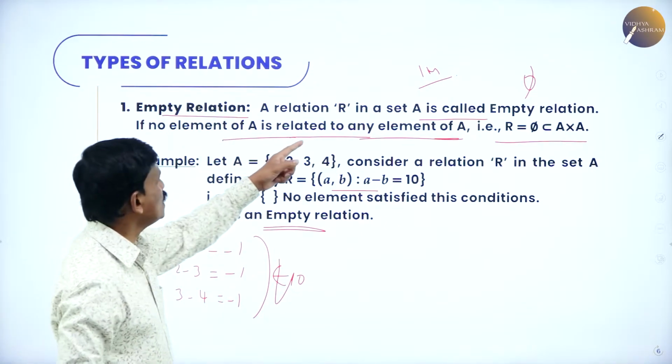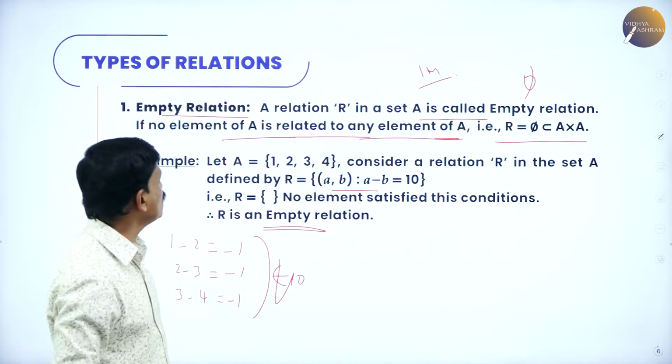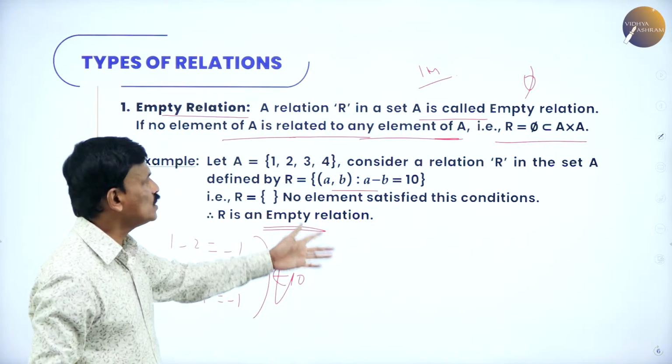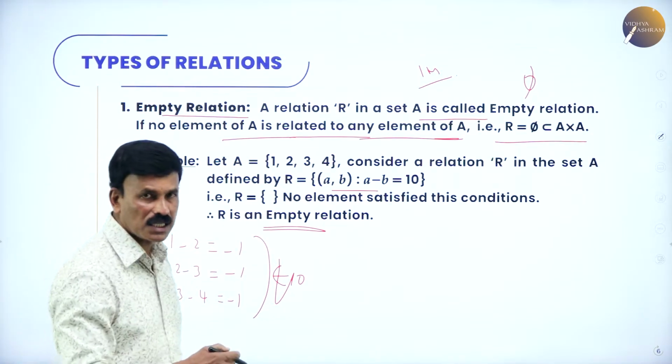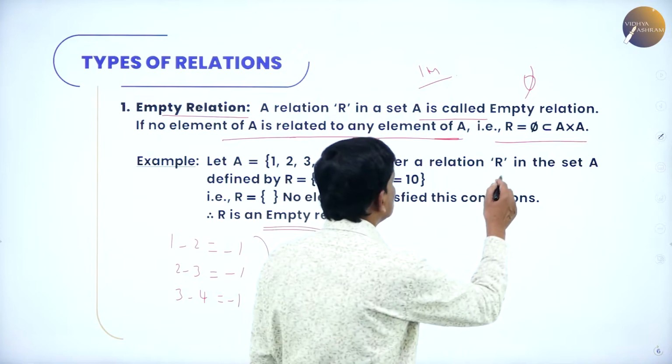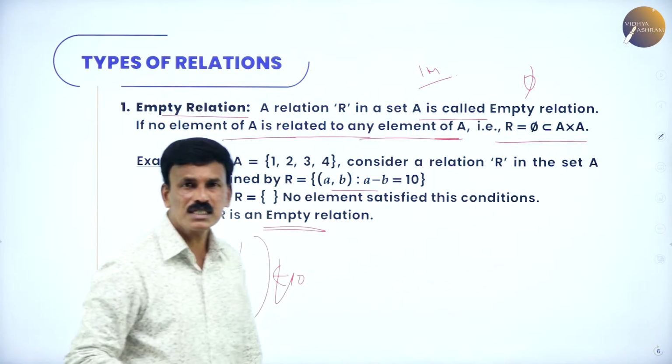That means a relation R on a set A is called an empty relation if no element of A is related to any element of A, that is R = null set, that is R is the empty relation, which is a subset of A cross A.